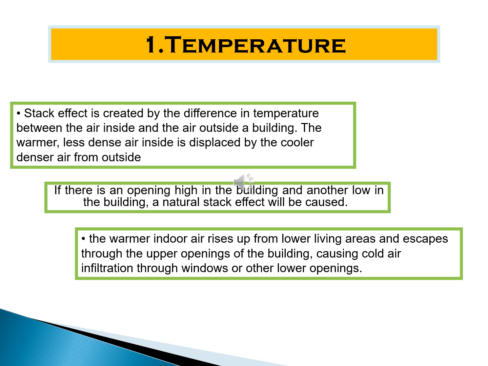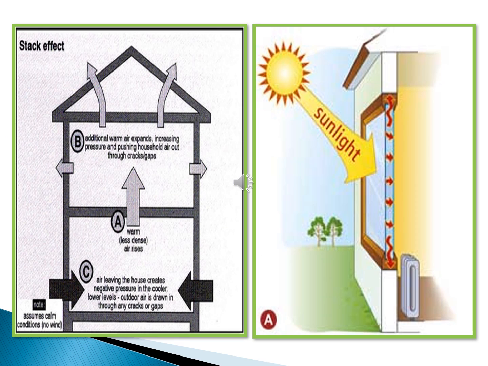If there is an opening high in the building and another low in the building, a natural stack effect will be caused. The warmer indoor air rises up from lower living areas and escapes through the upper openings of the building, causing cold air infiltration through windows or other lower openings. As shown, air movement caused by stack effect. This effect occurs when there are air temperature differences between outside and inside. Warm air in the building will rise up and will be replaced with cold air from outside.